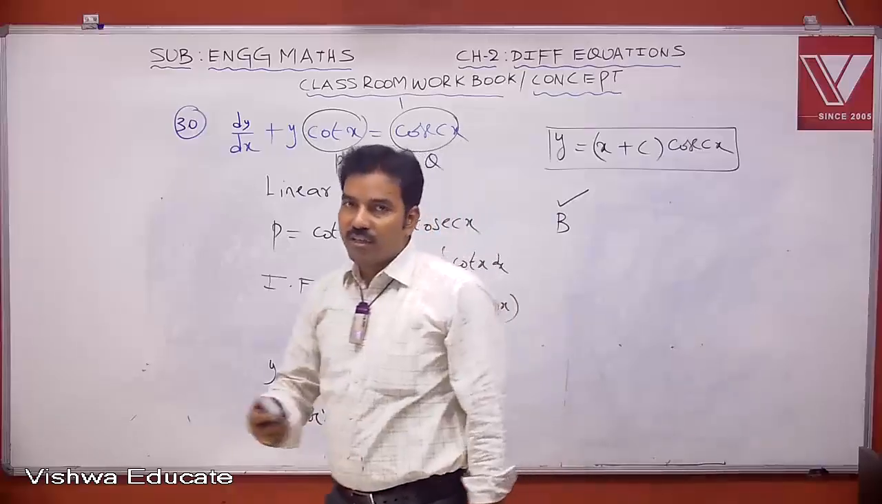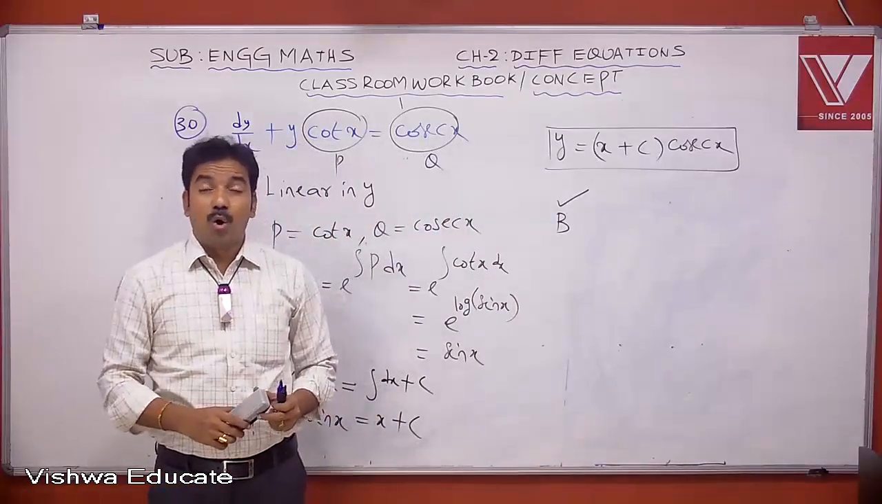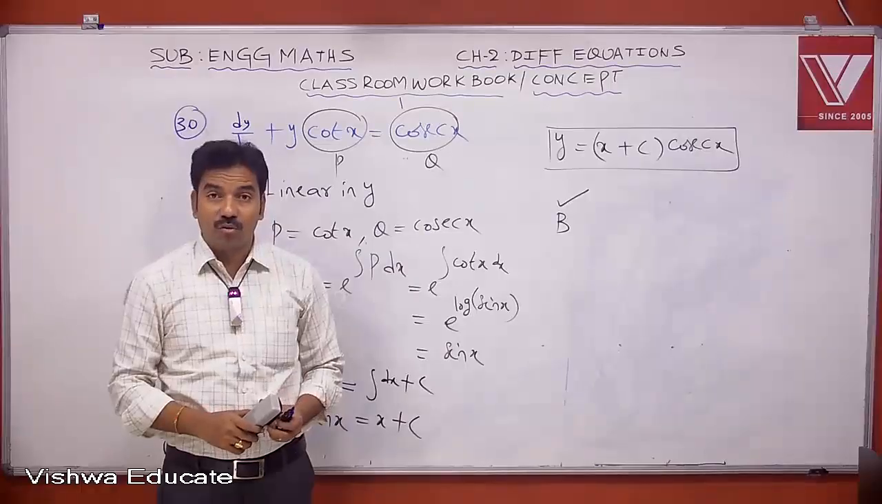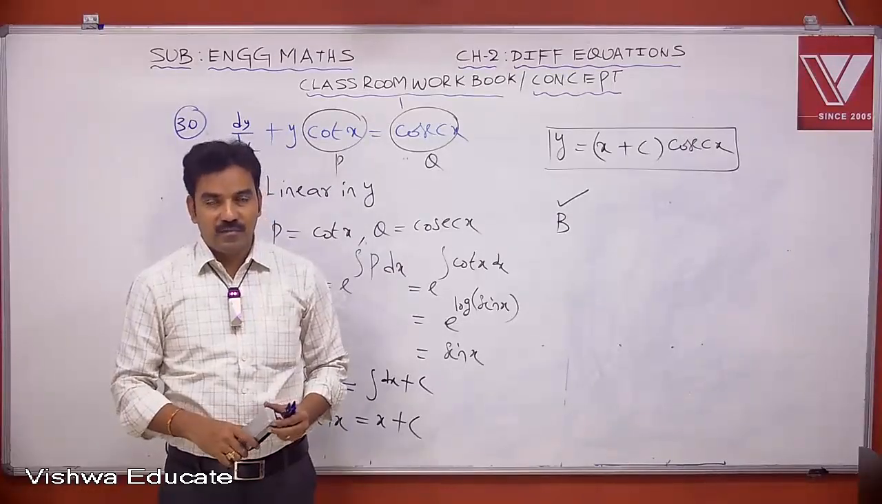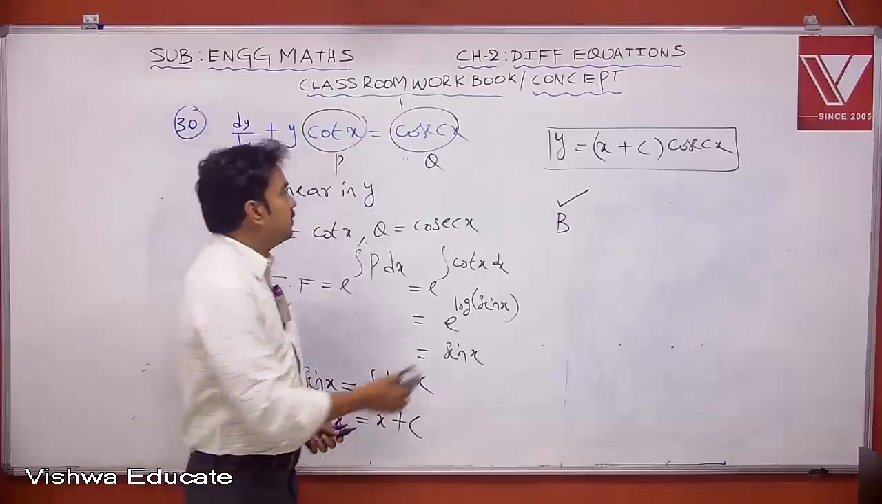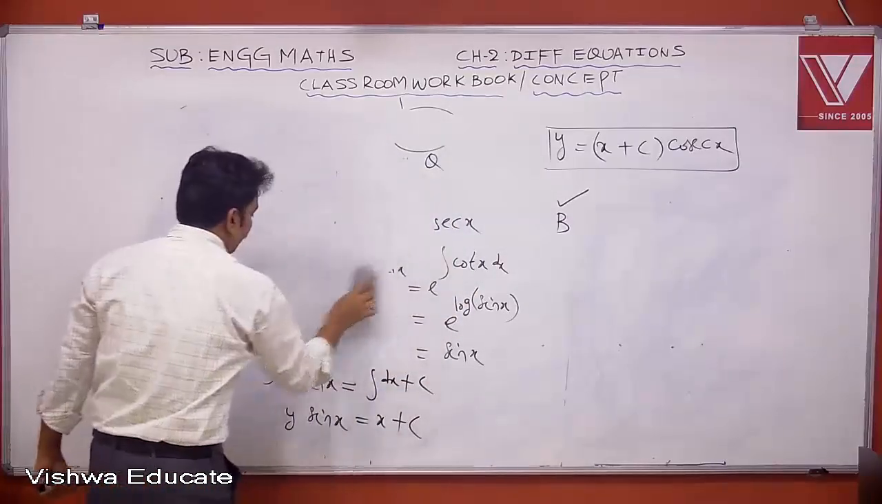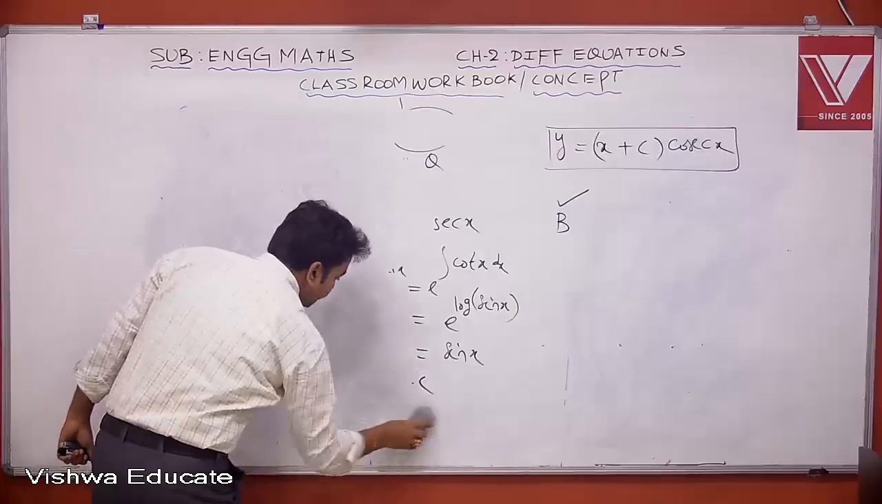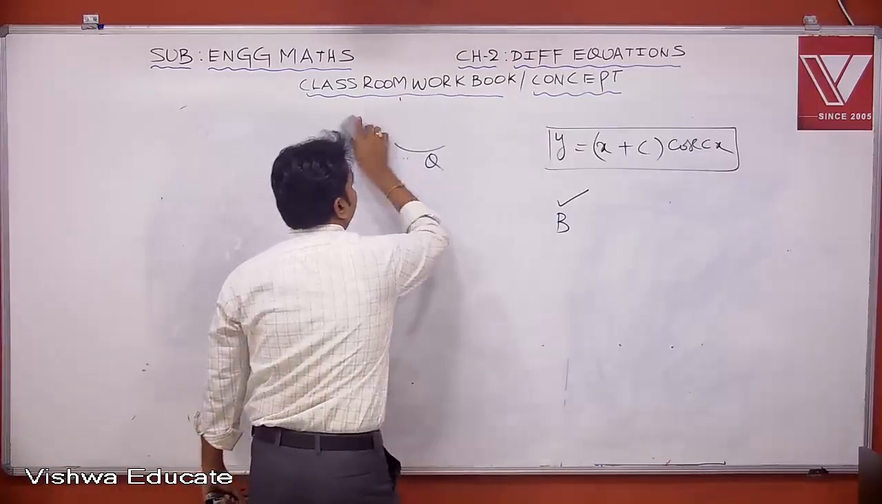Now with this we have finished the classroom workbook from question number 1 to 30. That means all 30 questions are based on method 1, method 2, 3, 4, 5. Right. Now let us discuss a few definitions which are very useful for the next methods to solve first order and first degree differential equations.